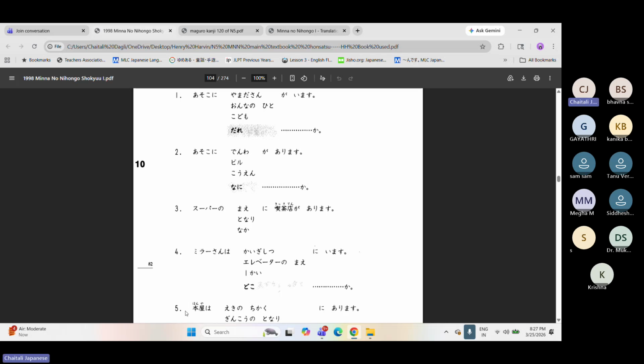Yes, Kanika. Yes, Kanika. Sensei, I can lower my hand.